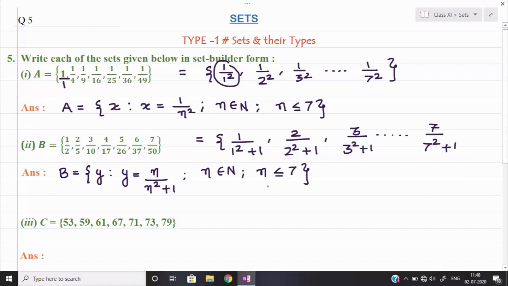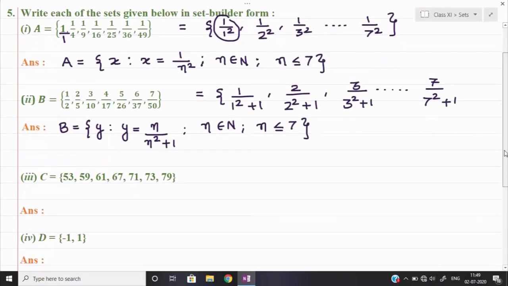So I make sure here, if n is a natural number, it will start with 1 100%. So the initial value we need not define, but it can go to higher values as well. The higher value, where exactly we have to stop, I have written here: n is less than or equal to 7. If you want to cross check, put the value of n equal to 1. So that will be 1 upon 1 square plus 1, definitely 1 upon 2. And if you put n equal to 7, it will be 7 upon 50. Right? So this way we can write down the given set into the set builder form.